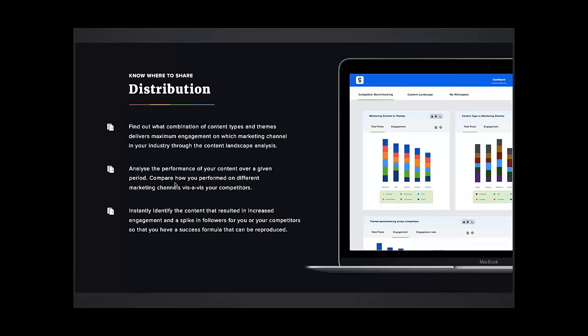Now, after that, we have the performance of our content over a given period of time. One post getting a lot of engagement does not mean this theme on this channel is the best way to distribute your content. It has to be aggregated and analyzed over a period of time vis-a-vis your competitors, and how they have been doing on different channels. We have to instantly identify.